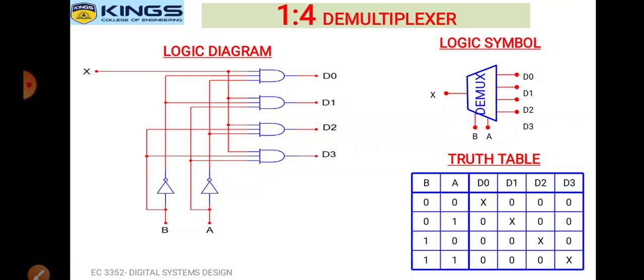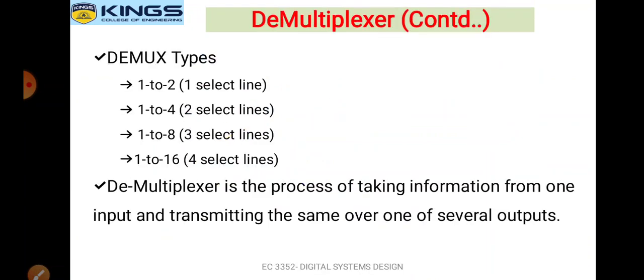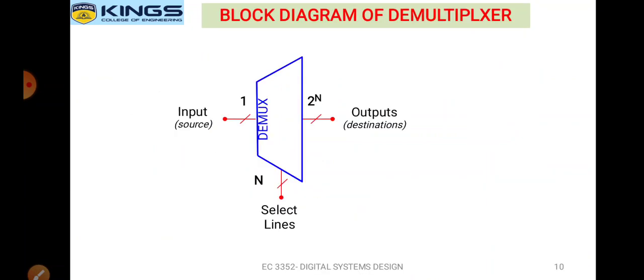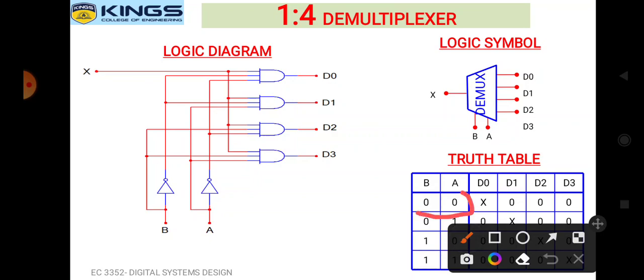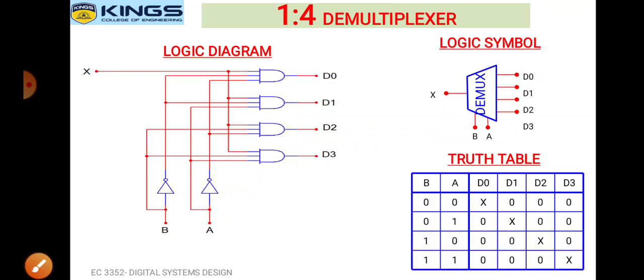Only one input, as I have told you, which is X. This one X input is common for D0, D1, D2 and D3. For D0 we have to connect A0 and B0. Similarly, for D1 we connect A1 and B0. For D2 we connect B1 and A0, and for D3, A1 and B1 should be connected. So that will be the logic diagram.